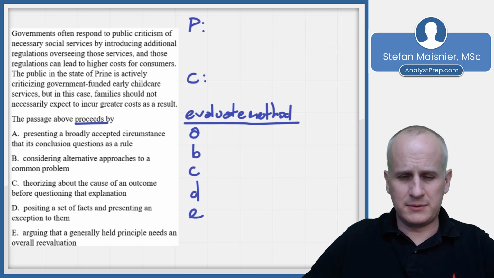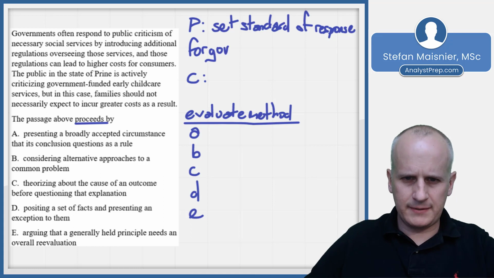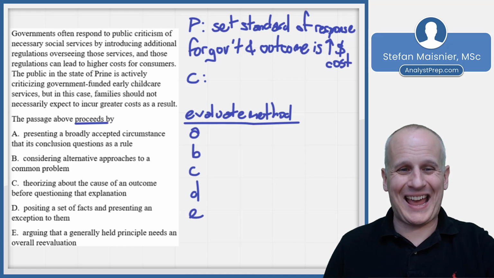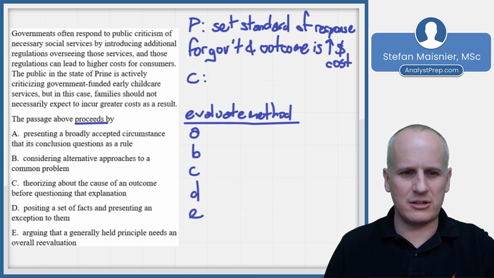So the premise is basically to set a standard of response for government and outcome is basically an increase in dollar cost. Then we have the public in the state of prime is actively criticizing government funded early child care services. But in this case, families should not necessarily expect to incur greater costs as a result.